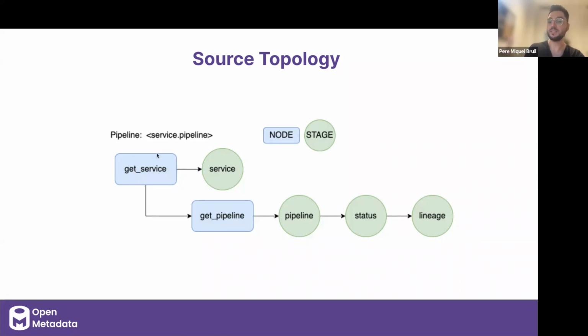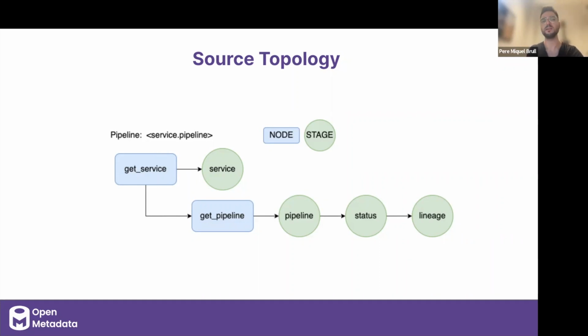Then we define this extraction process into what we call nodes. These nodes help us maintain this hierarchy of what the requirements are when I jump from step to step. To create a service, I have no requirement. Services can exist by themselves. But the time that I want to create a pipeline, it needs to live inside the service. So I can only jump into the pipeline node once the service node has been properly run and properly ingested into OpenMetadata.